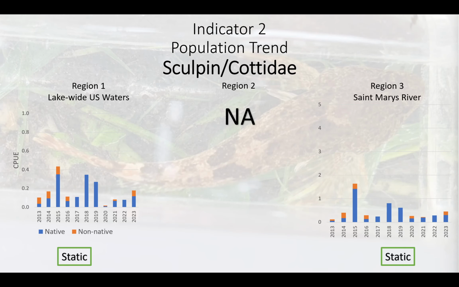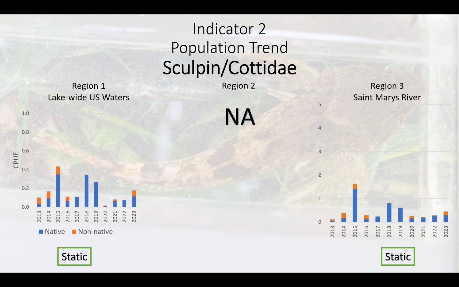And then the final family that we're going to be covering are the sculpin. You can see here that it's been a little bit variable year to year, but overall it's hovered right around that 0.1 to 0.4 fish per unit effort. And the number of native to non-native fish has remained relatively stable. A little bit of annual variation, but nothing significant enough to draw conclusions from as far as an increasing or decreasing population. There was not enough information from the Saginaw Bay data set with the data that we had available to draw any conclusions there.